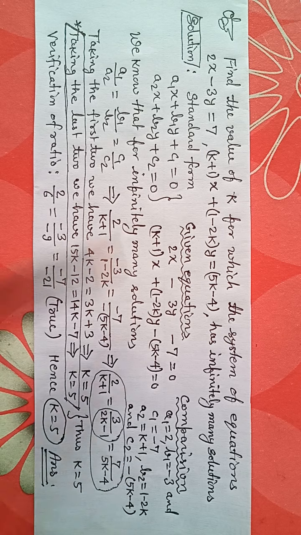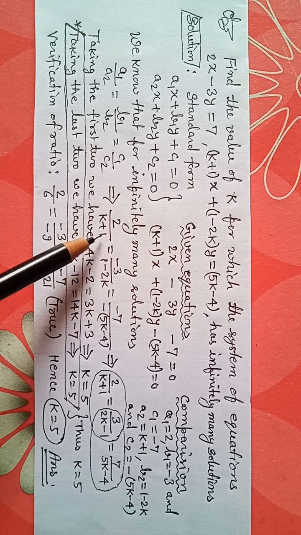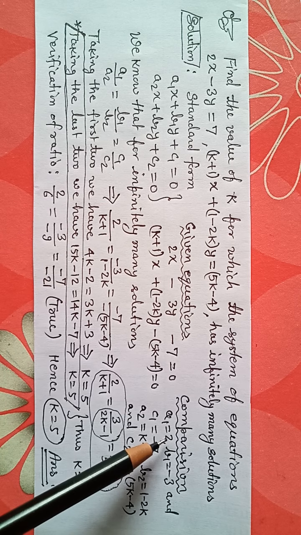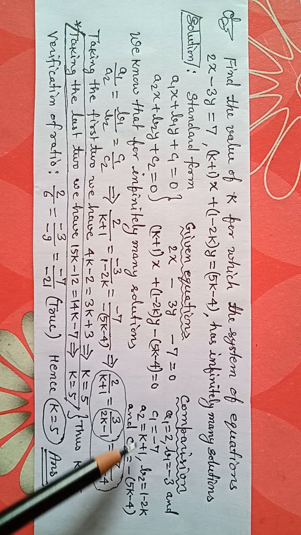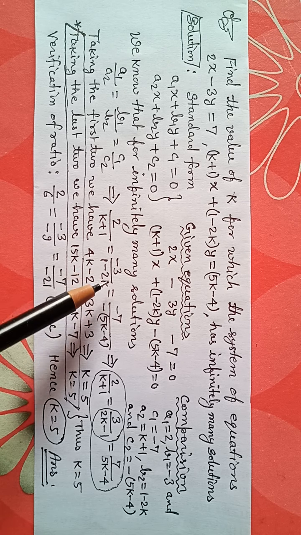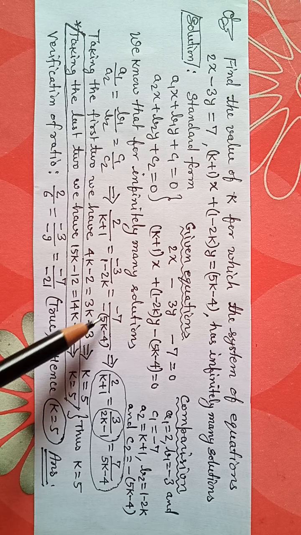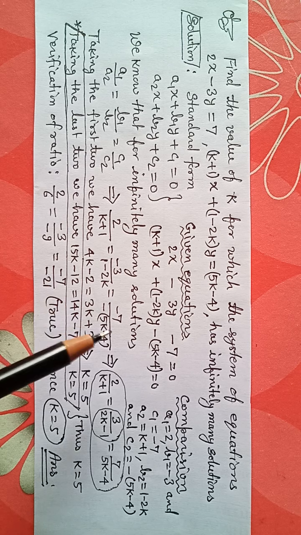Now putting these values from here, we have 2 by (k plus 1), a1 is 2 and a2 is k plus 1. So 2 by (k plus 1) is equal to minus 3 by (1 minus 2k) is equal to minus 7 by (minus 5k minus 4).